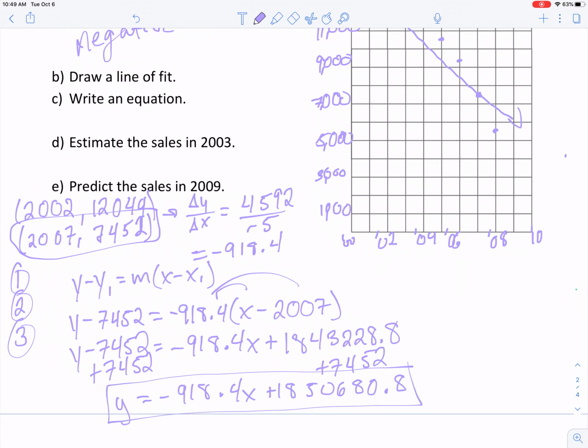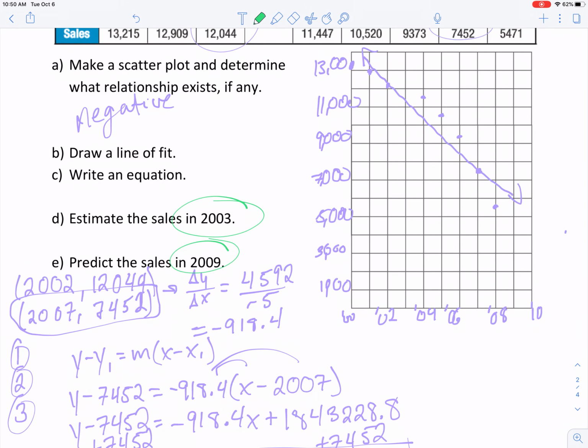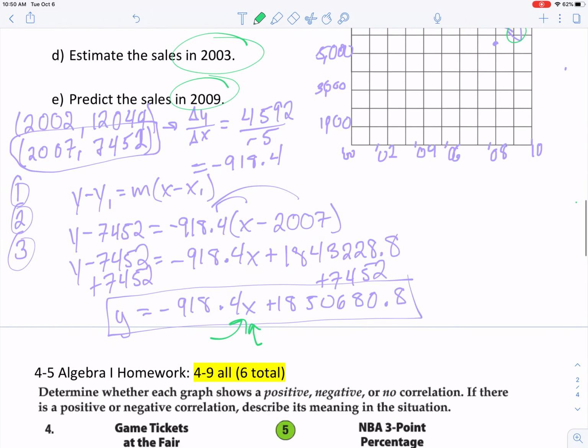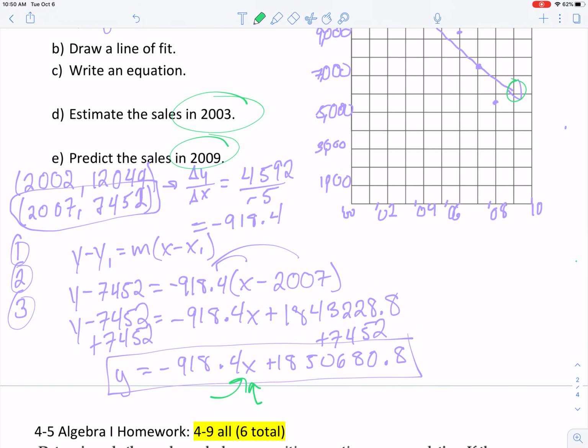So what's cool from here is I'll actually be able to plug in some values. So when it says to estimate the sales in 2003, plug that in for x. When it says to predict the sales for 2009, again, plug that in for x. And you're going to find values that when you compare them to the table should be fairly close. So I'm going to make a third video for that here in just a minute.